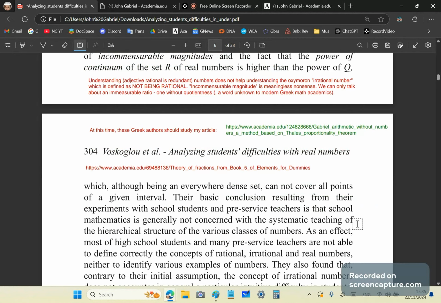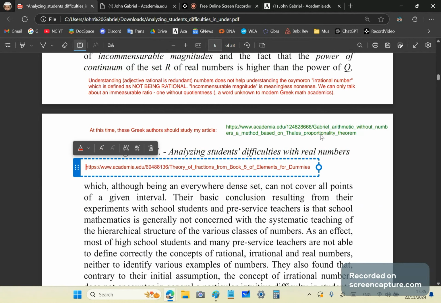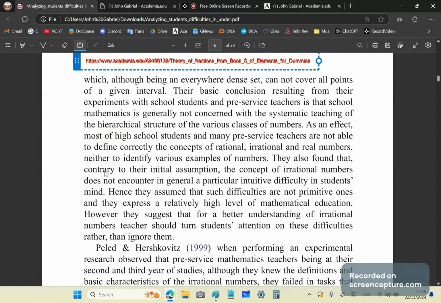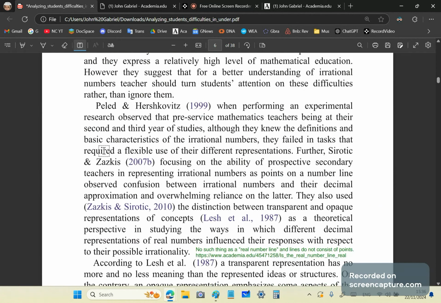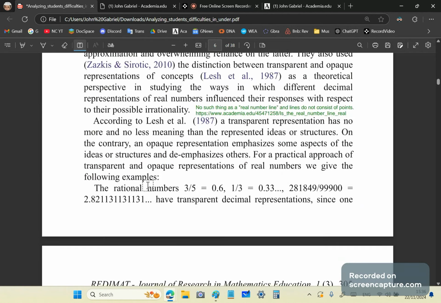So the next thing is that they say fractions and numbers and irrational numbers, and they're totally confused, and they don't know how we got the theory of fractions. Well, again, my article, Gabriel Arithmetic, and this article here, Theory of Fractions, from Book 5, both go into extreme detail about these concepts. And I'm yawning because I've discussed these things before, and to me they're boring, but to you they're new.